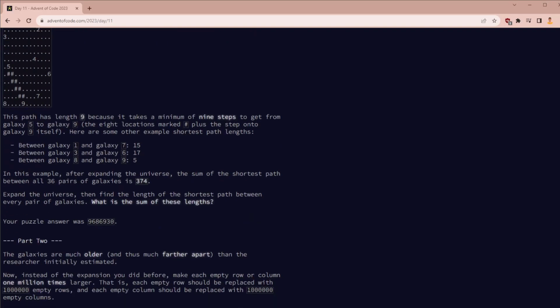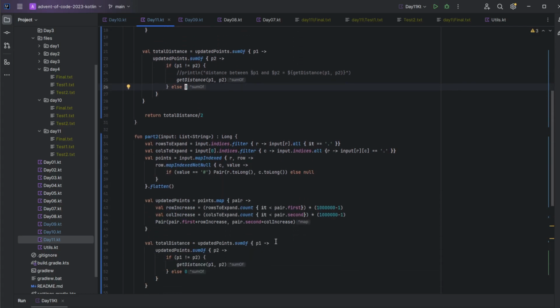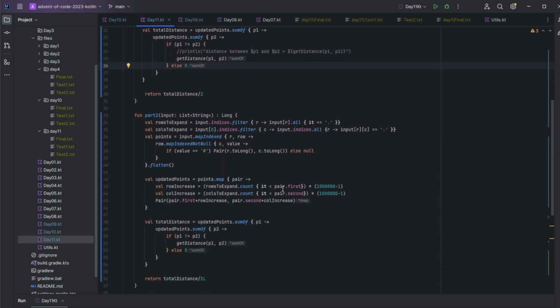And then here we have what if instead of expanding by 1 row, it expands by a million. As you can imagine, all we had to do really was firstly change it to a long to prevent overflow, and then secondly I just had to change this to a million, and then I had to take away 1.